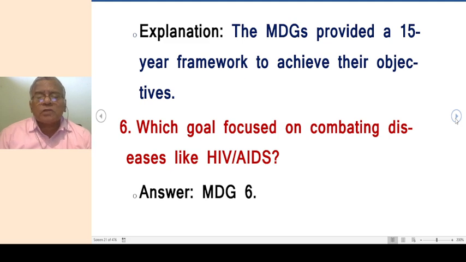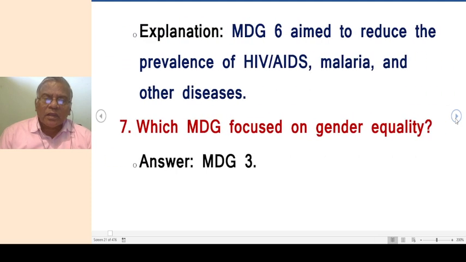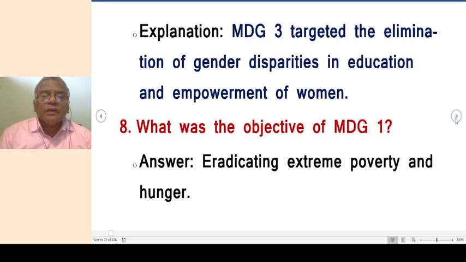Which goal focused on combating diseases like HIV/AIDS? That is MDG 6. MDG 6 aimed to reduce the prevalence of HIV/AIDS, malaria and other diseases. Which MDG focused on gender equality? That is MDG 3. MDG 3 targeted the elimination of gender disparities in education and empowerment of women.